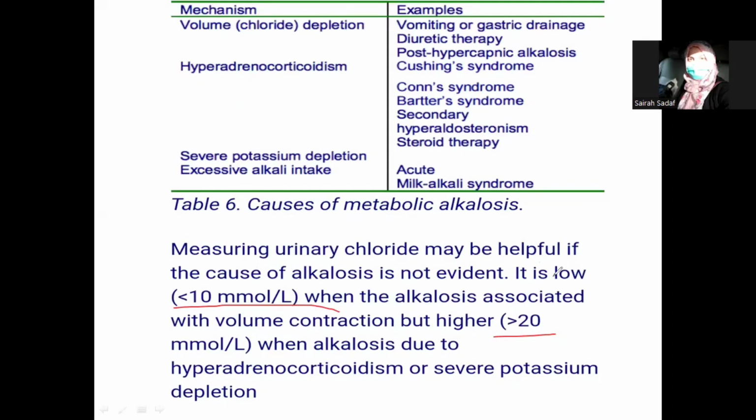Measuring the urinary chloride may be helpful if the cause of the alkalosis is not evident. If it is low, less than 10 millimole, the alkalosis is associated with volume contraction. But the urinary chloride may be high, more than 20 millimoles, when the alkalosis is due to hyperadrenocorticoidism or severe potassium depletion. So on the basis of urinary chlorides, you can rule out so many different causes, and it may narrow down the different causes of the metabolic alkalosis.